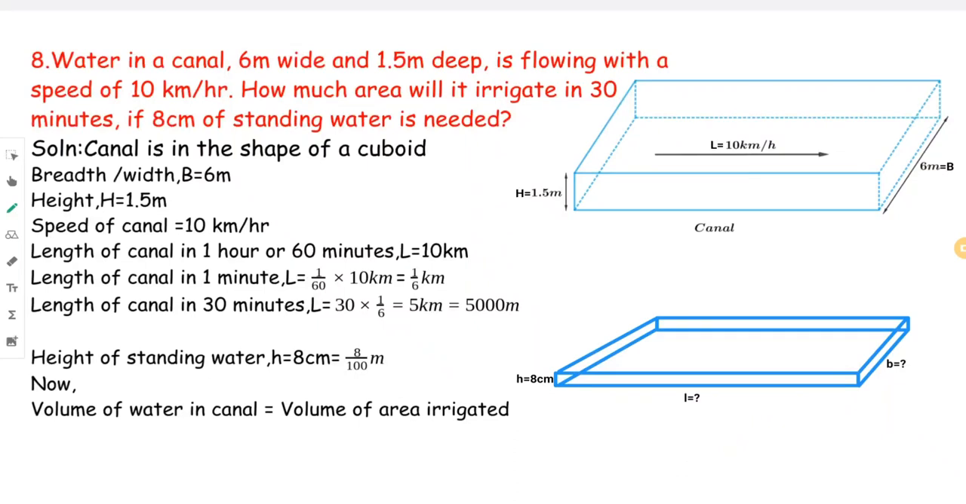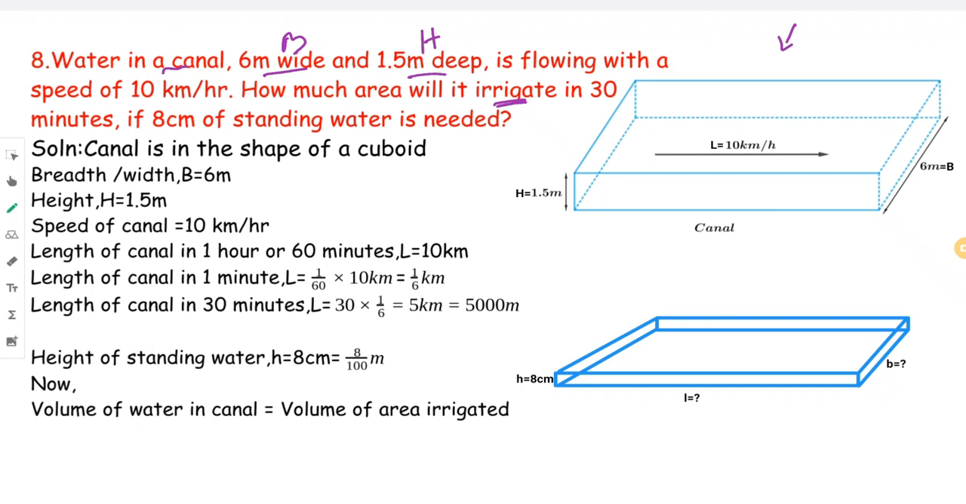Number 8, water in a canal. So this is a canal, all right? 6 meter width, that means we'll get the breadth, and then 1.5 meter deep means we'll get the height. It's flowing with a speed of 10 kilometers per hour. How much area will it irrigate in 30 minutes if 8 centimeters of standing water is needed?